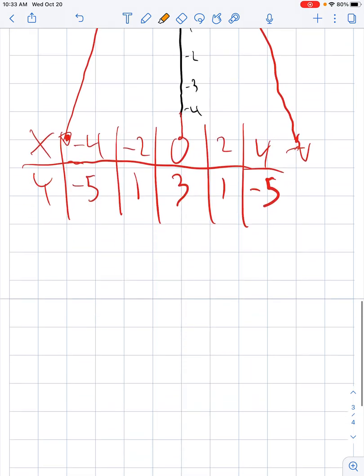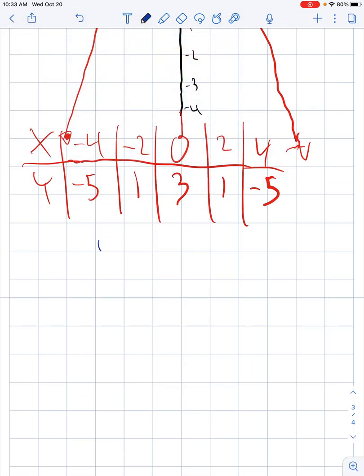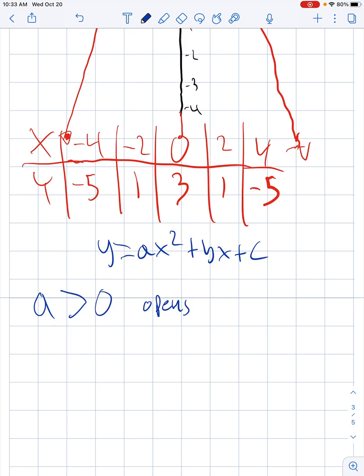So just some characteristics, again, good things to put into your notes. Looking at our base function, ax squared plus bx plus c. If a is greater than 0, it opens up. So again, that's my first value right here. And if a is less than 0, it opens down.